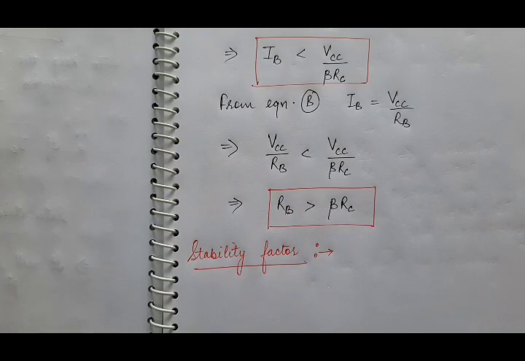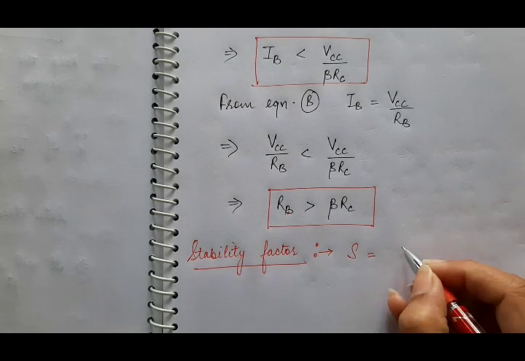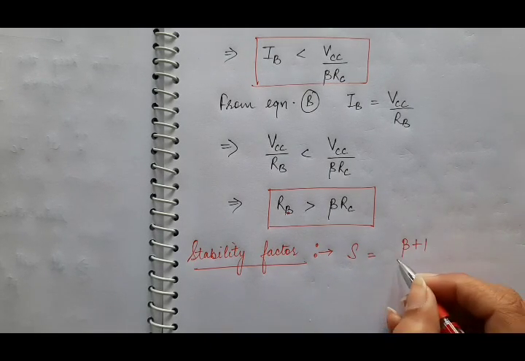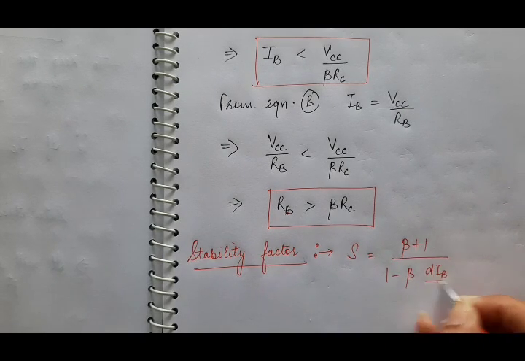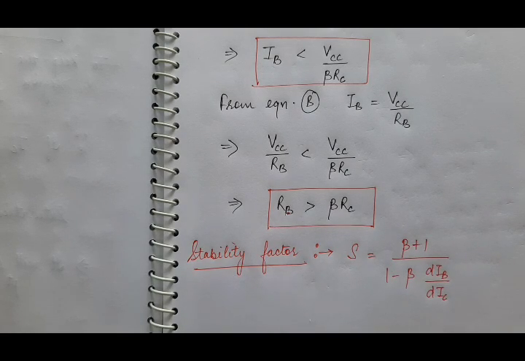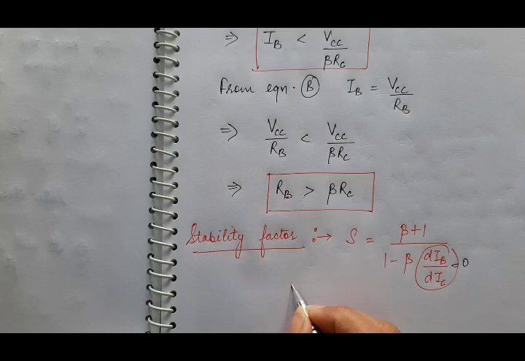So now we will calculate the stability factor. We know that the stability factor in case of common emitter configuration, we have derived as a general expression, beta plus 1 upon 1 minus beta dIB by dIC. And in case of fixed biasing, by fixing the value of RB, the value of IB is also fixed and it is independent of IC. So that will make dIB by dIC equal to 0 in this case. So our stability factor S will be beta plus 1.